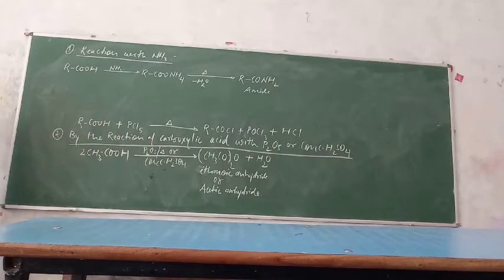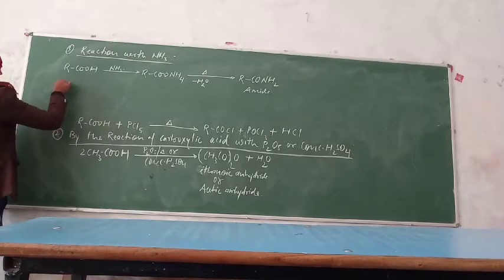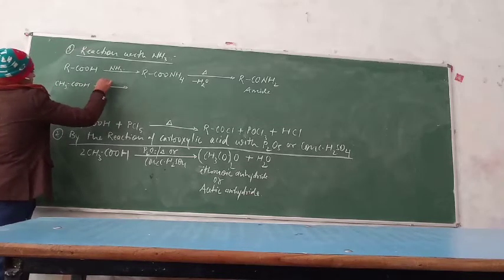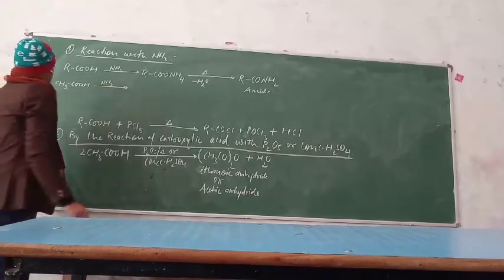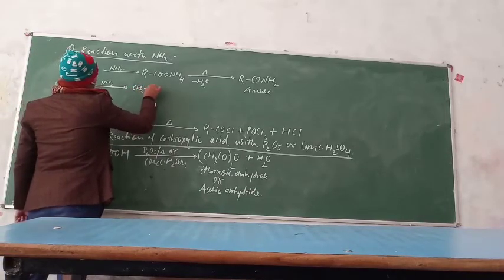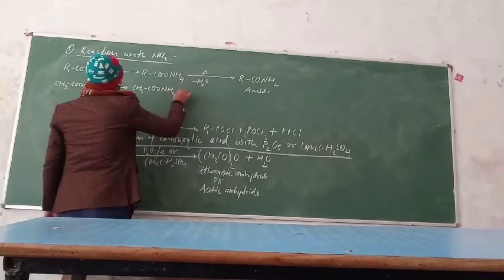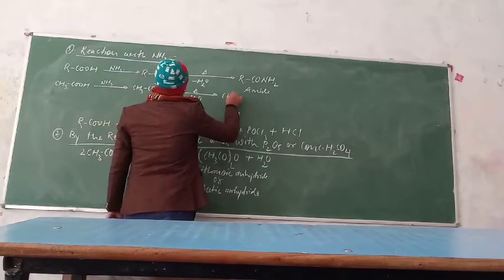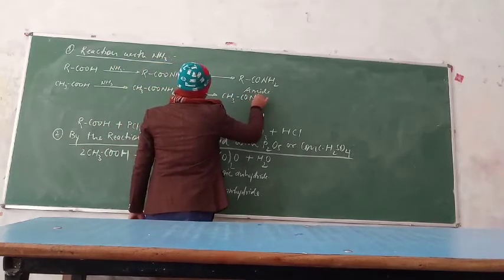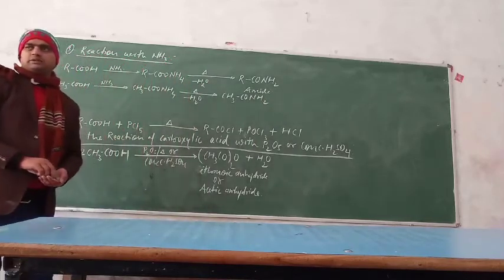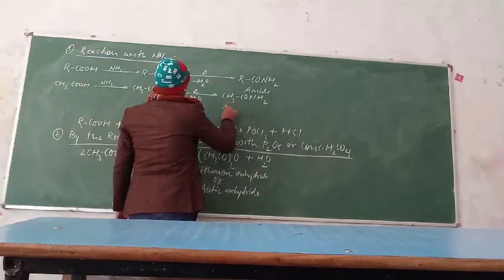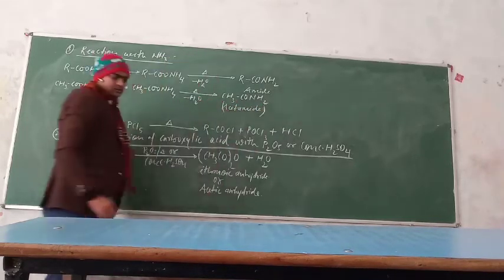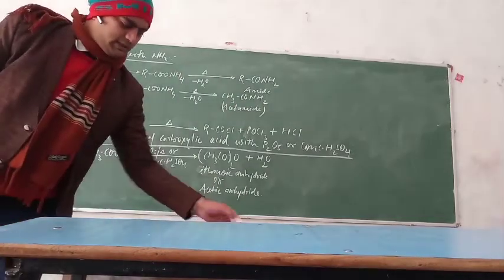Yes? Suppose an example is given to you. This is the acetic acid, and when this acetic acid is treated with the ammonia, then it will form ammonium acetate, and when this ammonium acetate is heated, then a water molecule is removed, and it will change into CH3CONH2. This is known as acetamide. The name of this compound is acetamide. Clear?